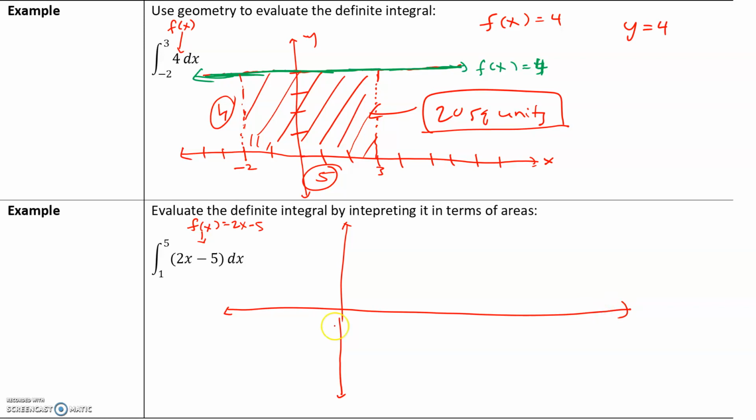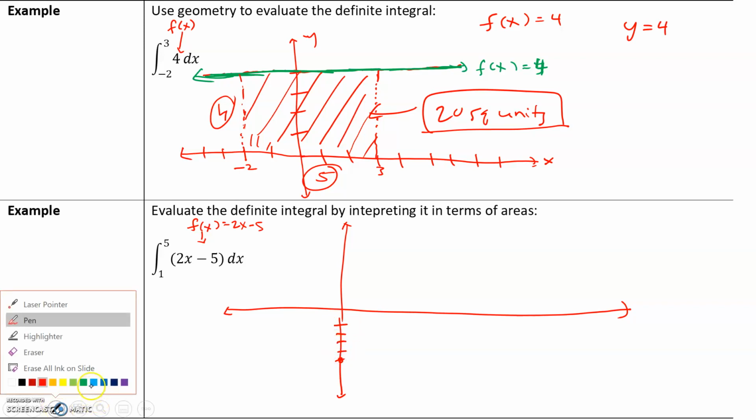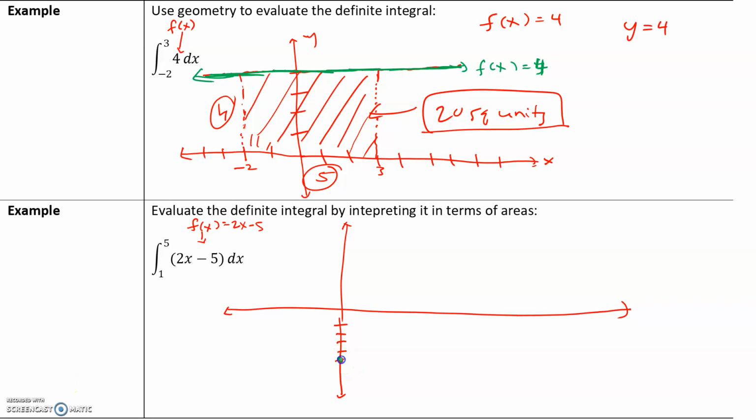2x minus 5, it means we have a y-intercept at -5. 1, 2, 3, 4, 5. That's our y-intercept, -5. And I keep forgetting to switch my colors. So this is -5. My slope is 2 over 1. So I go up 2 and over 1. And then I'm going to go up 2, and put a bunch of points in. Okay, I'm going to go up 2 and over 1.